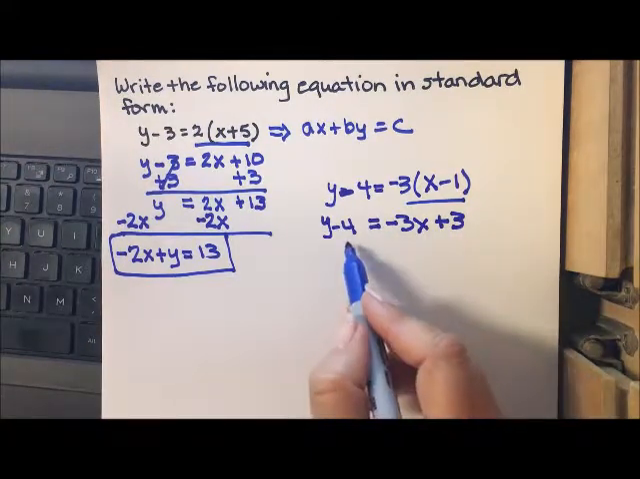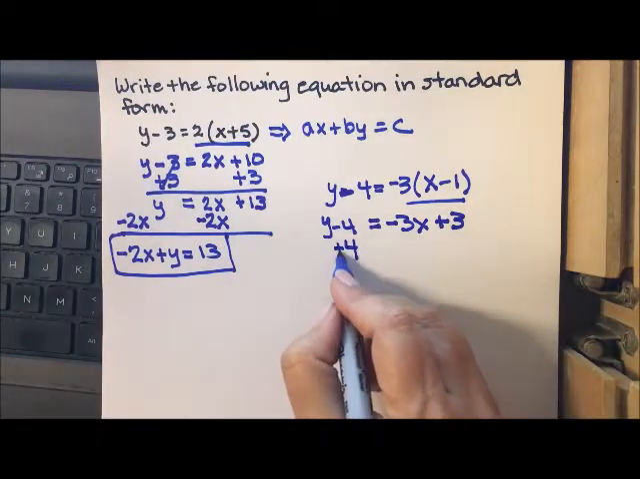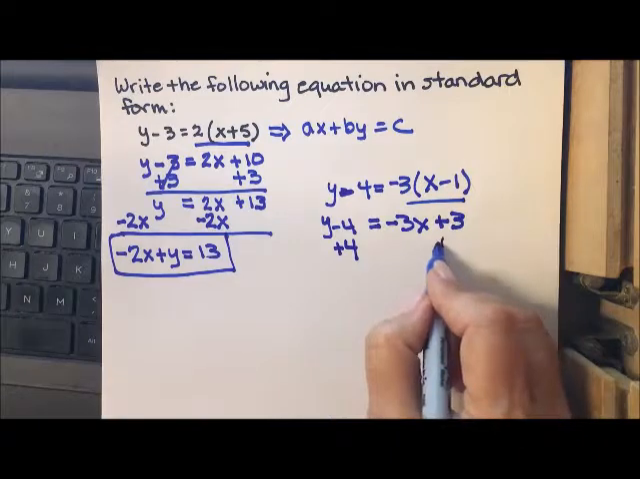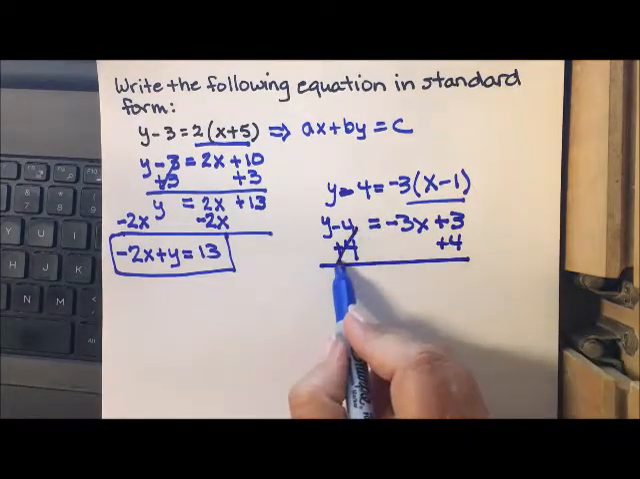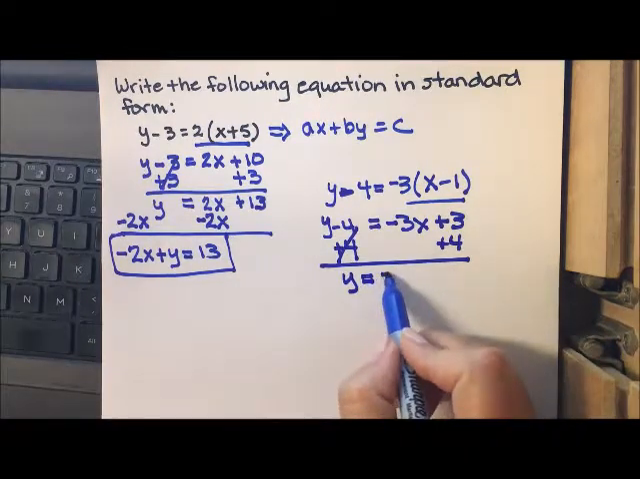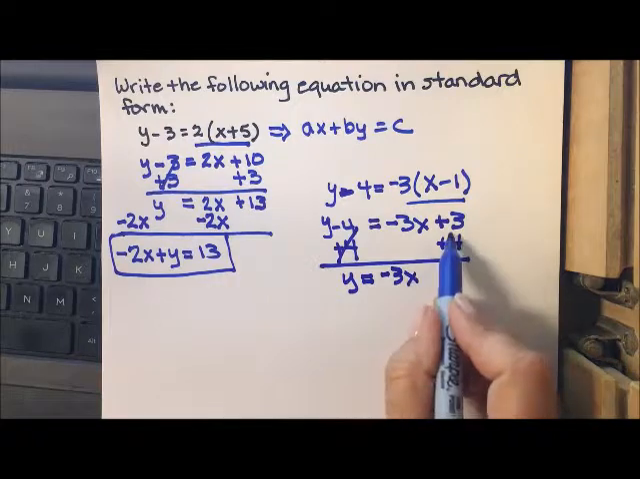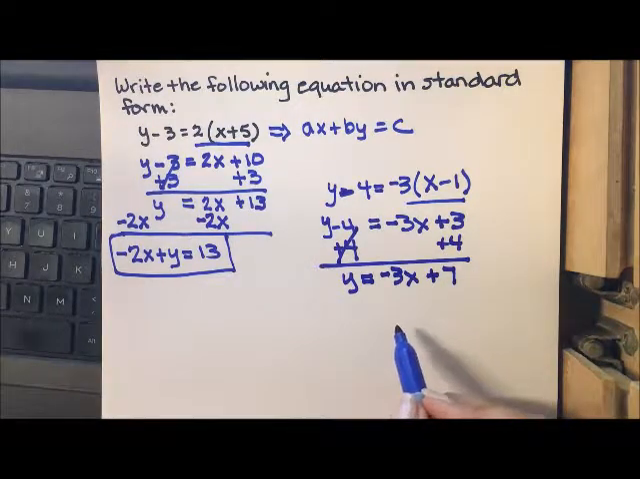Let's go ahead and get our constant off of the right side and put all of our constants together. We're going to add 4 to that side. We're going to add 4 to this side. Those cancel. It leaves me with y equals, on the right we have negative 3x, and then I'm going to add my constants. I get plus 7.